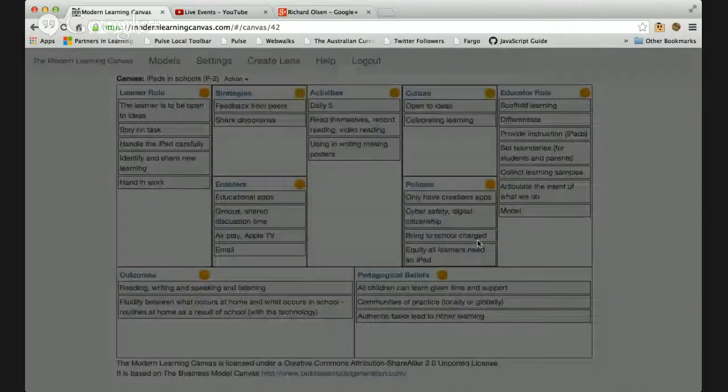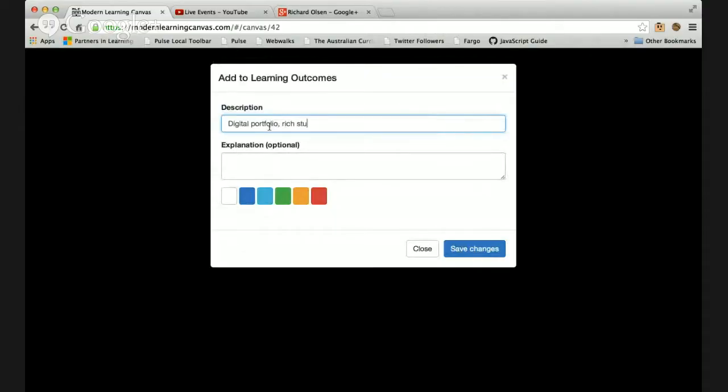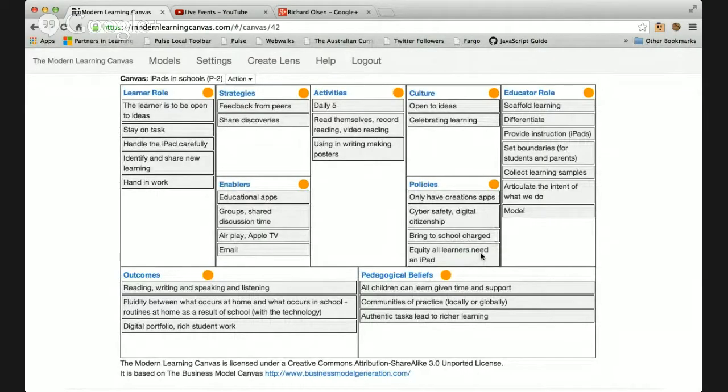Richard? Sorry, Luke, I cut you off. I was thinking, is one of the outcomes going to be a digital portfolio of some sort? Could be. Rich student work, or whatever we're going to call it. I think it's a benefit rather than an outcome. It's much easier to create a digital portfolio, but it's not really the purpose of having an iPad. Yeah, it's almost built into the learning process, isn't it?